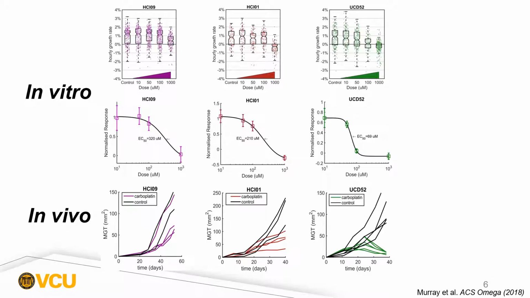And as you can see here, HCI09 tumors continued growing despite drug treatment at about day 24. HCI01 tumors had decreased growth in comparison to control tumors in black, while UCD52 tumors actually began to regress after only a single dose of carboplatin. So our in vivo results matched our in vitro results.